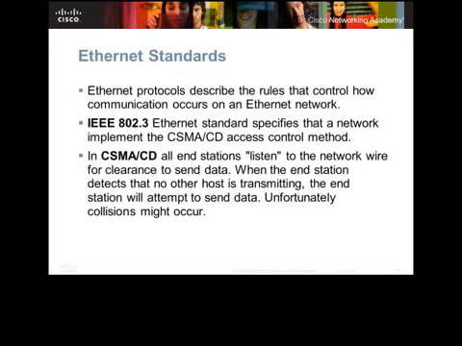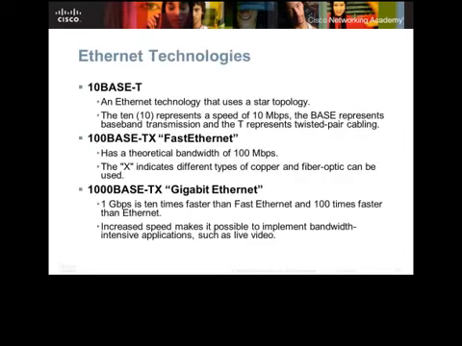A common standard for IEEE is 802.3. This is the Ethernet standard that specifies how an Ethernet or wired network is going to work. We use what's called the carrier sense multiple access collision detection type of transmission mode, where all stations on the network will listen on the network wire for clearance, and then they will go ahead and send their data. If a collision happens, we detect that collision and we will resend the data.